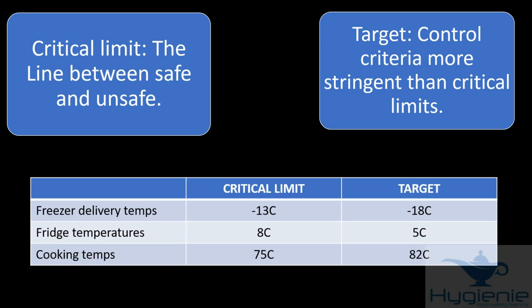So for example, frozen deliveries, the critical limit might be minus 13 degrees, but the target, what you're aiming for, is minus 18. Fridge temperatures, the absolute limit is 8 degrees, but the target, what you're aiming for, is 5 degrees. And cooking temperatures, critical limit 75 degrees, but some companies might have a target of 82 degrees.